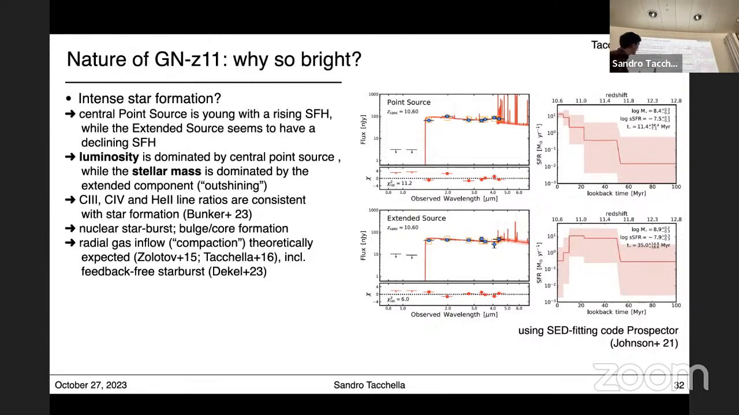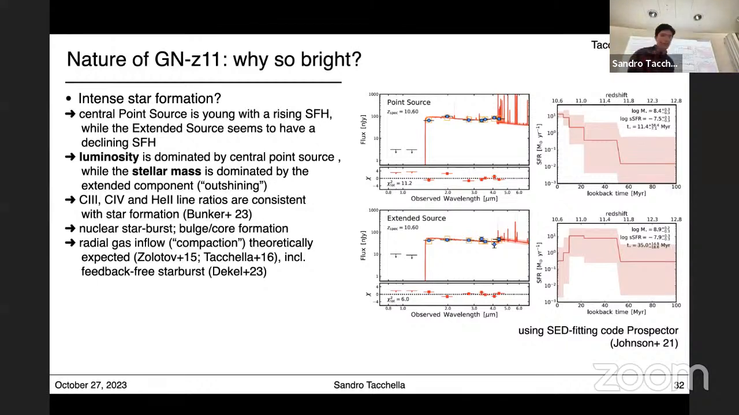The stellar mass, on the other hand, if you look at the SED, because of this color at 4 micron, is dominated by the extended component. So we find that this galaxy has of the order of 10 to the 9 solar masses. Most of the mass is in the extended component, but the luminosity is dominated by the central point source, and you can describe it with a very strongly increasing star formation history. So having a nuclear formation of a bulge, or a lot of star formation activity in the core.